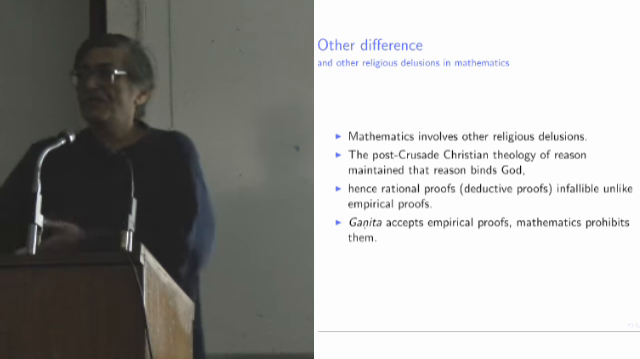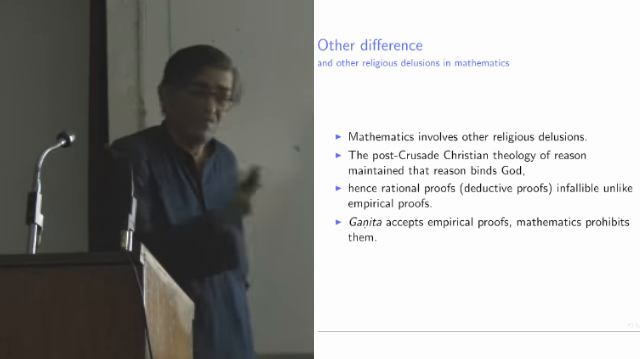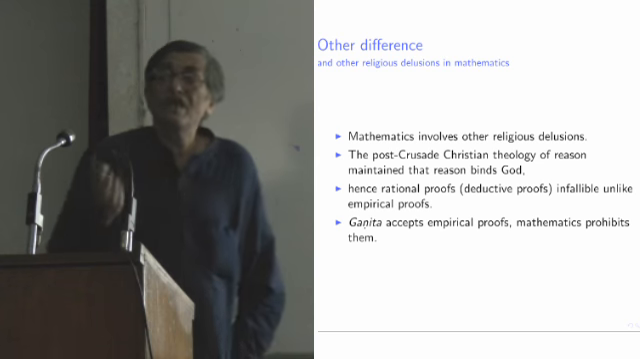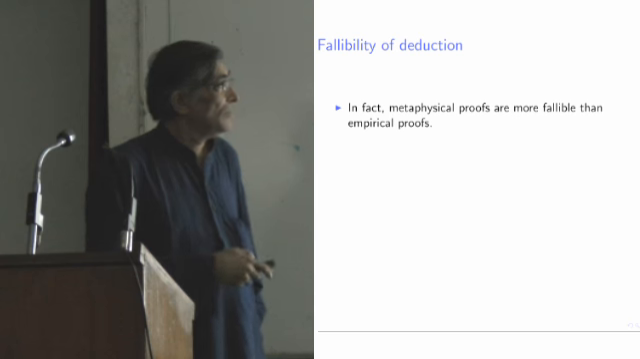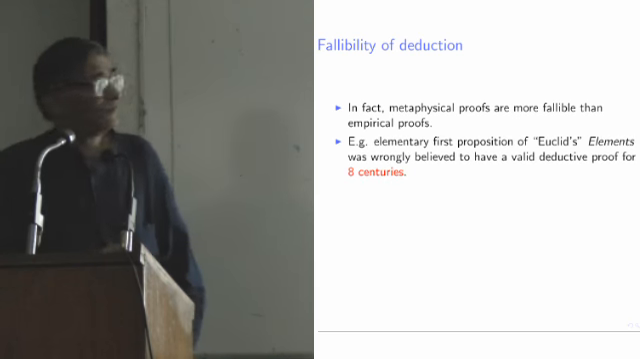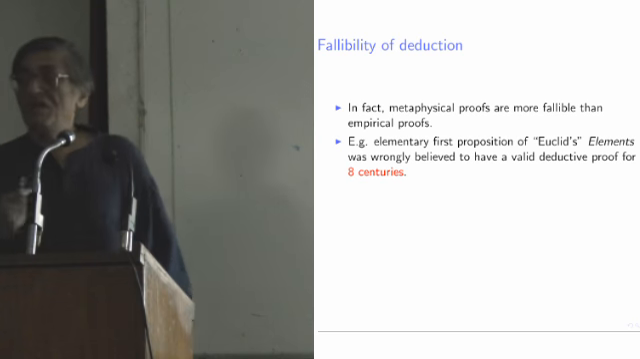Just look at the book. This was acknowledged only after 800 years, in the 20th century. That was the beginning of formal mathematics, trying to save the story, trying to save the myth, which is so important. So metaphysical proofs are more valuable. The first proposition of Euclid's Elements, so called, is wrongly believed to be a valid deductive proof. It is not. It's a simple thing.